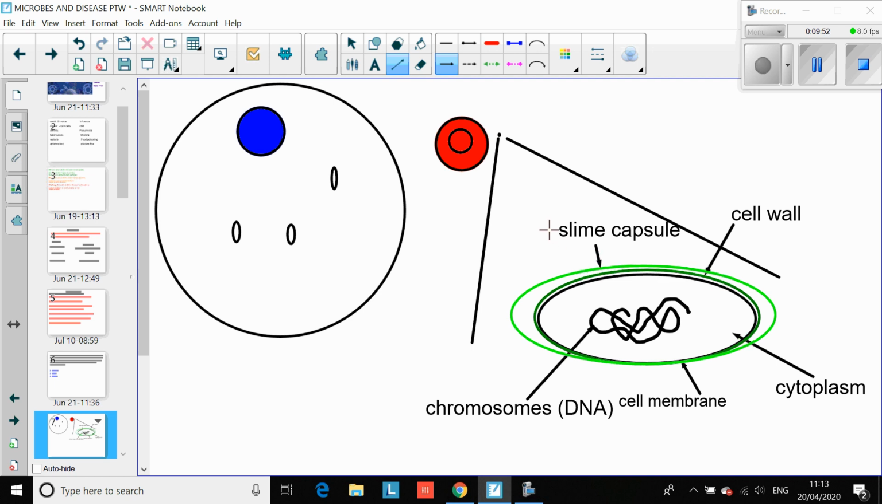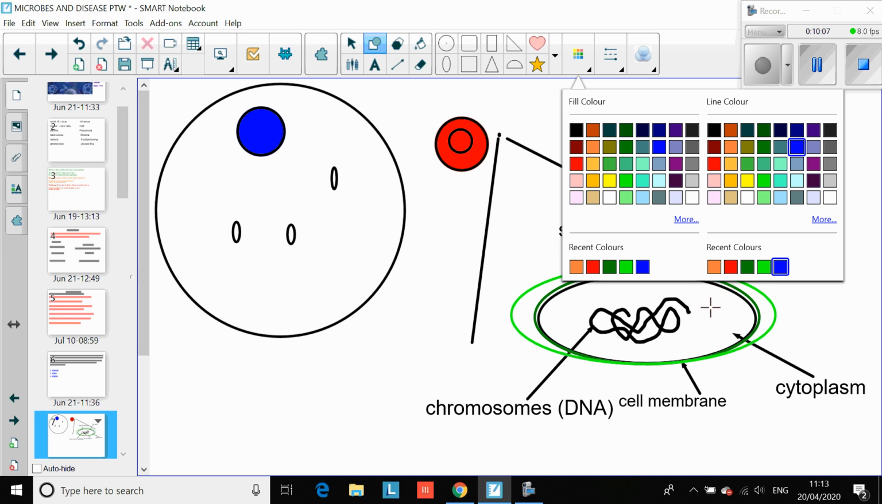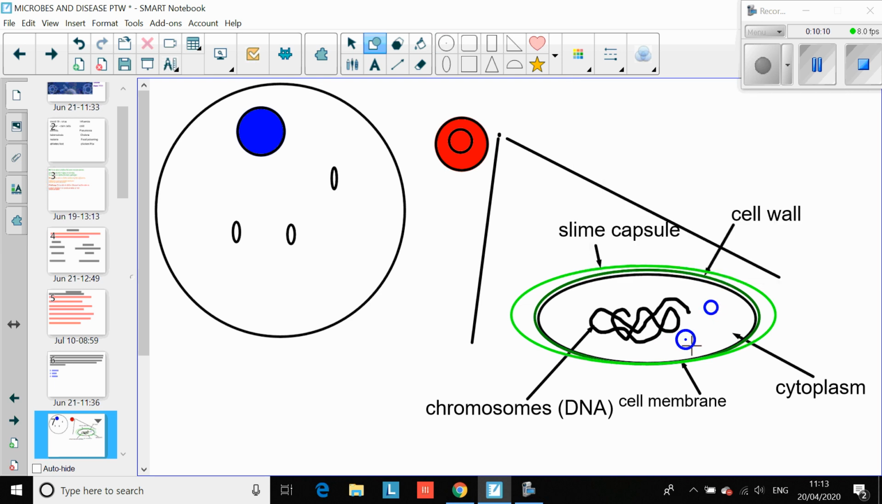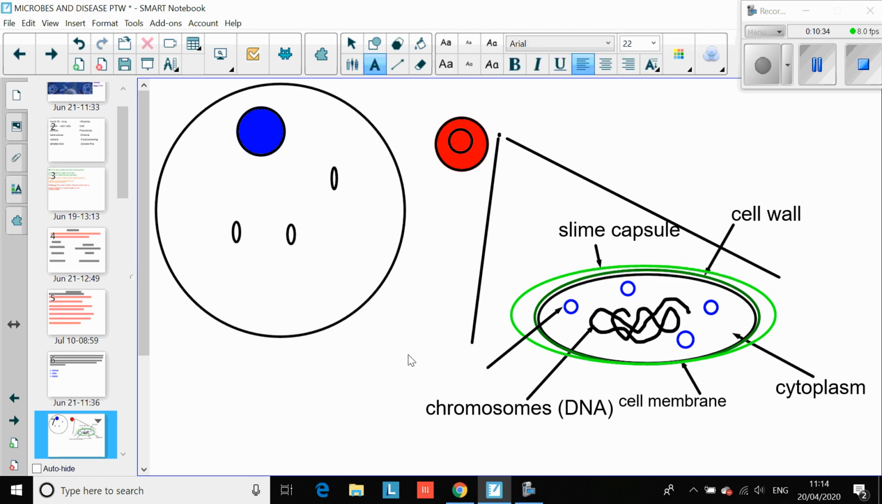Now, there are a couple of extra little things that bacteria have. As well as their DNA in a chromosome just floating free, they also have these little rings of circular DNA called plasmids, and they just float around free inside the cytoplasm, just like this. Bacteria exchange these with each other as a way of partially reproducing. So those are called plasmids, and again, there it is. We'll just label that up for you.